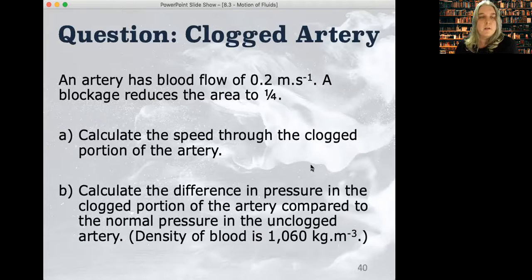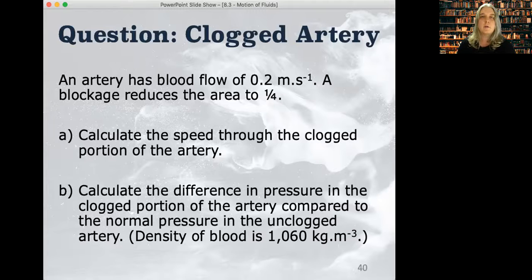So if the area is reduced to a quarter, we want to calculate A, the speed through the clogged portion, and B, the difference in pressure in the clogged portion of the artery compared to the normal pressure in the unclogged artery. The density of blood is 1.06 times 10 to the 3 kilograms per cubic meter.